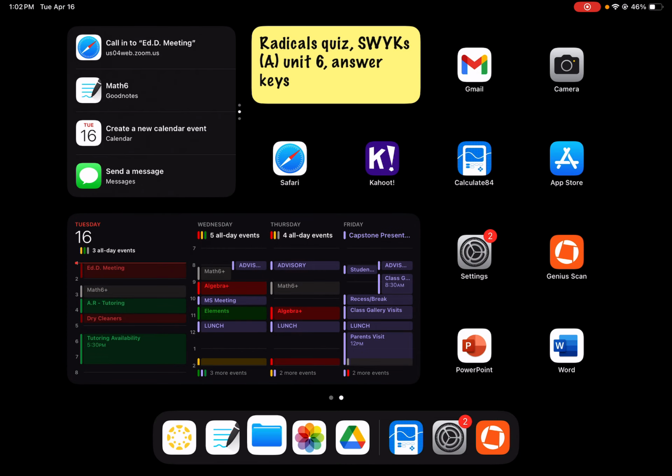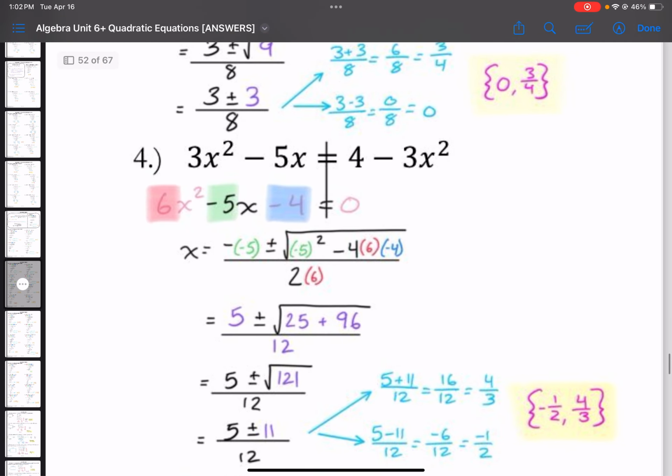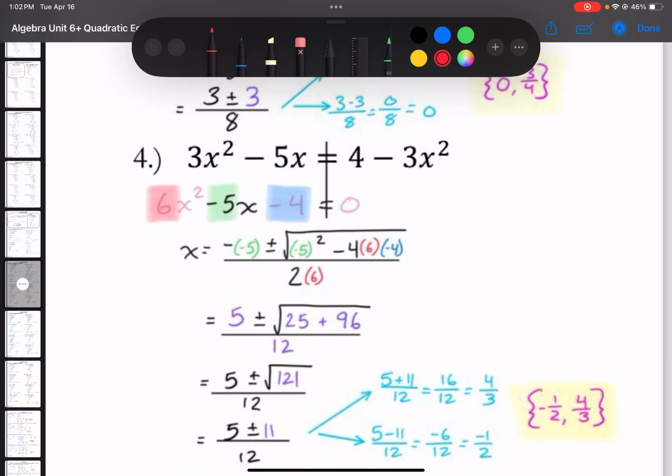You're going to notice that for this problem, you get 2 fractions. What ends up happening here is that you get 121, which is 11. But when we add 5 plus 11, we get 16, and 16 over 12 is 4/3. That's okay. You might get fractions here because it happens again and gives you 1/2 here.